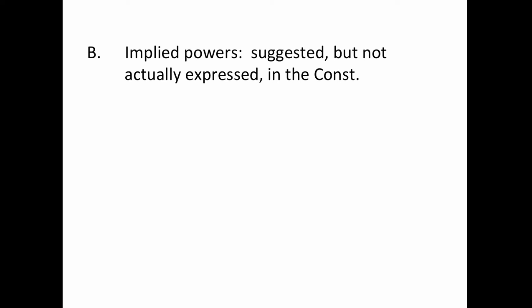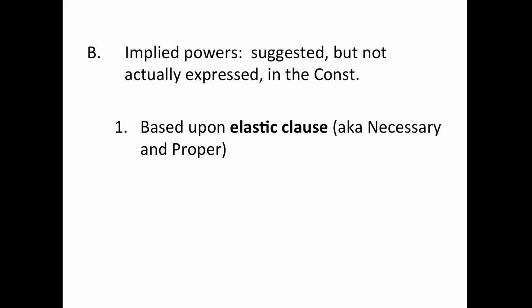So these implied powers, are they specifically talked about and expressed in the Constitution? No, they are not. However, they are implied and suggested based on something that we have learned called the elastic clause, or the necessary and proper clause, as it is also known in the Constitution. This is also in Article 1, Section 8. It says, to make all laws which shall be necessary and proper for carrying into execution the foregoing powers and all other powers vested by this Constitution in the government of the United States or in any department or office thereof.